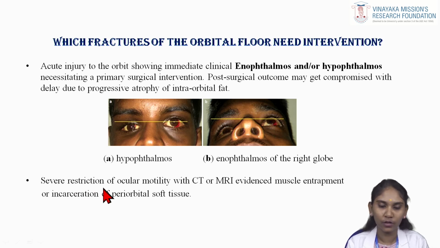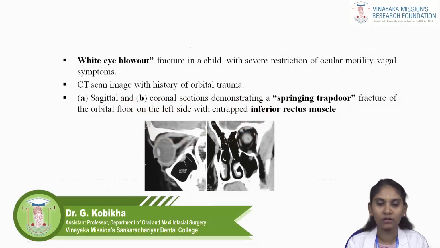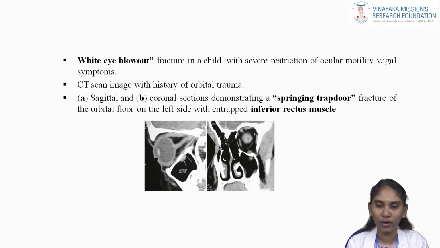And for another type, we also do treatment when there is severe restriction of the ocular motility with CT or MRI scans showing no evident muscle entrapment or incarceration of the periorbital soft tissue. And white eye blowout fracture. Here is a case, here there will be a white eye blowout fracture.